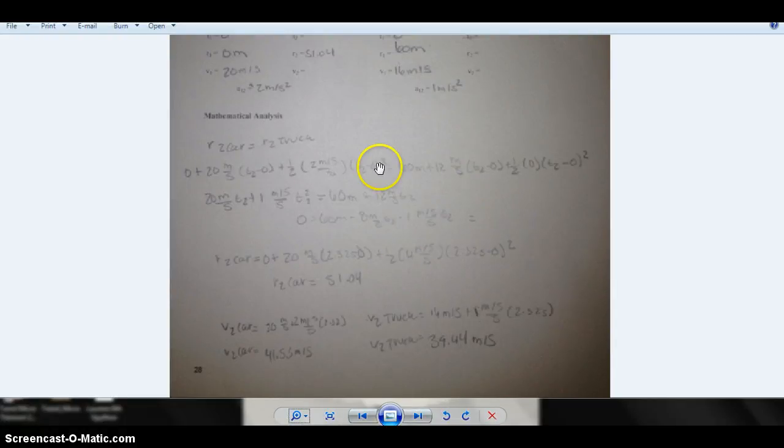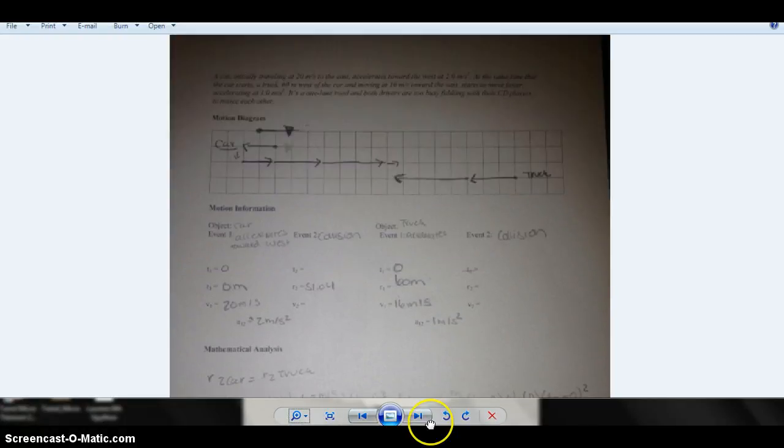So these are my mathematical equations and how I did my spiral kinematics 28.